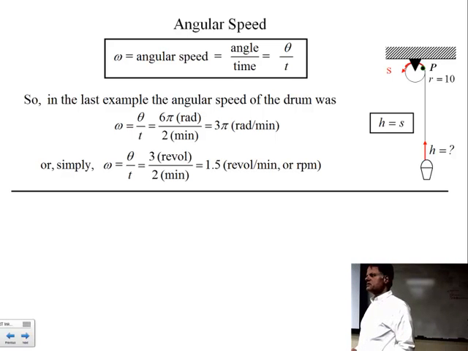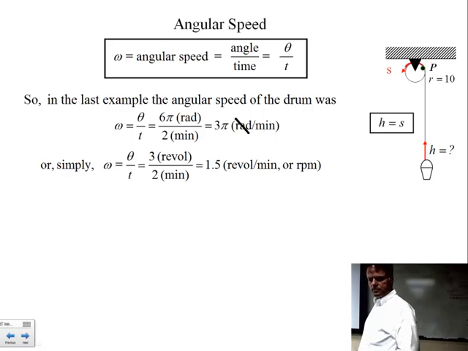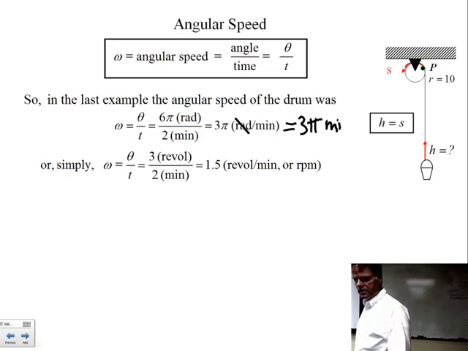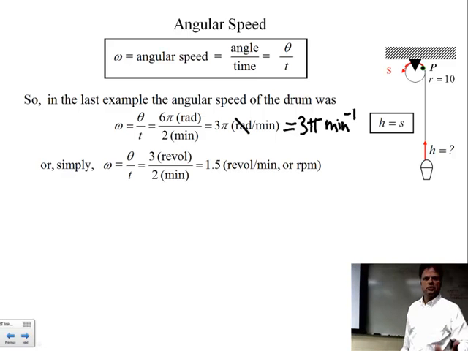Radians is unitless. So angular velocity is sometimes just described as 3 pi with no unit there, divided by minutes. So you could write this as 3 pi min to the negative 1, which says you're dividing by that unit rather than multiplying by that unit. Okay?